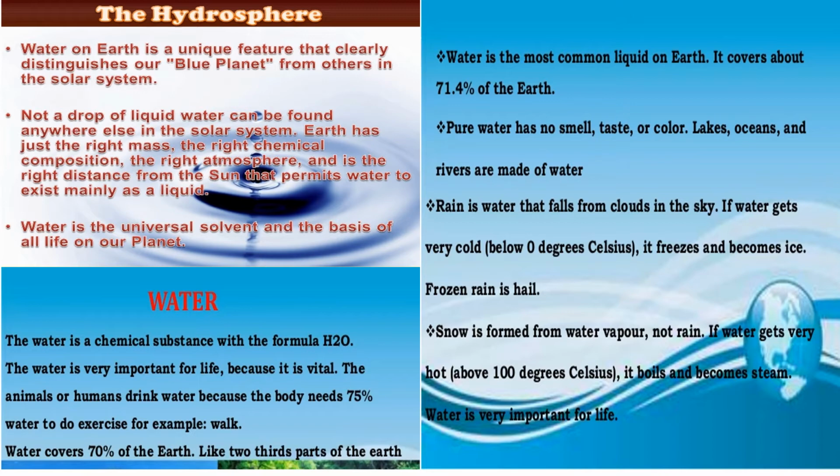Pure water has no smell, taste or color. Lakes, oceans and rivers are made of water. Rain is water that falls from clouds in the sky. If water gets very cold, below 0 degrees Celsius, it freezes and becomes ice. Frozen rain is hail. Snow is formed from water vapor, not rain. If water gets very hot, above 100 degrees Celsius, it boils and becomes steam. Water is very important for life.